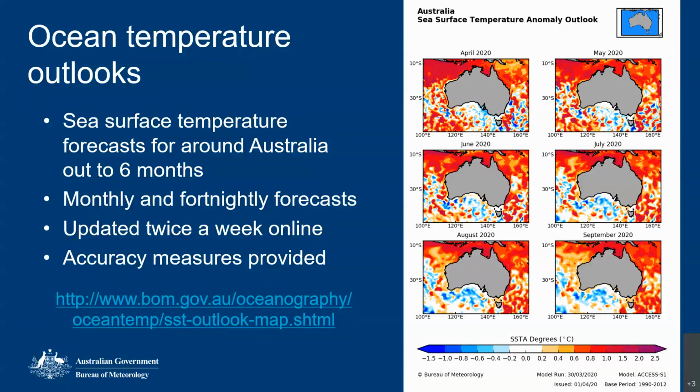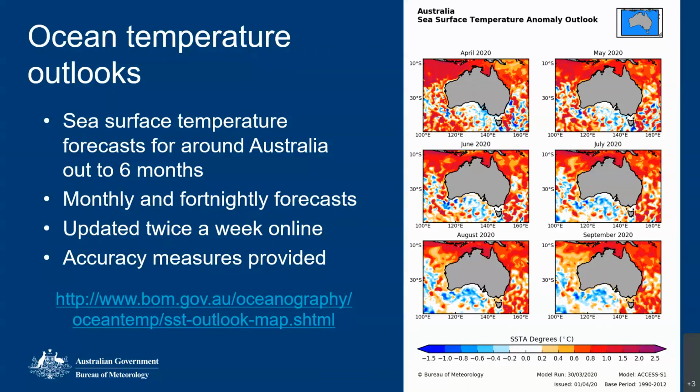It provides sea surface temperature information, forecasts for around Australia out to 6 months. So this is sitting in that seasonal timescale, from fortnightly. There are some fortnightly forecasts in there, first fortnight, second fortnight, and then from there it's monthly out to 6 months. So we've got forecasts for all around Australia, and the website has a series of menus. You can select the different regions. So if you want to have a better look at what's happening in a particular region, you don't have to just rely on the Australia-wide view. You can zoom right into a particular spot.